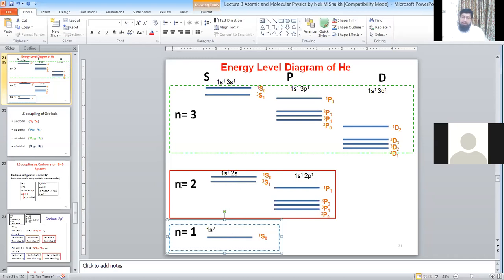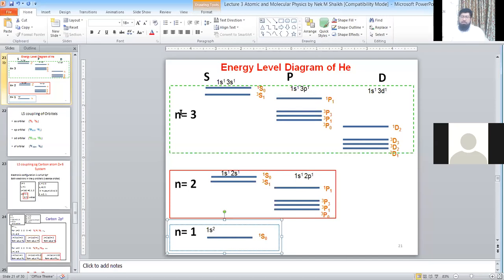Now if n equal to 2 and the electron goes into the p orbital, the energy levels are these, which we have discussed earlier: 3P0, 3P1, 3P2, 1P1. So these are the energy levels here. This is the electronic configuration where the first electron is in the s orbital and the second electron is in the p orbital, n equal to 2.